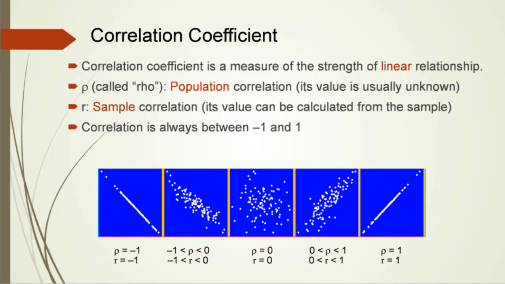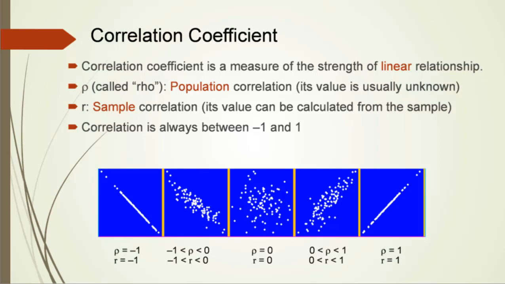The second method is to perform a test on correlation. Correlation coefficient is a measure of the strength of a linear relationship. The key word here is linear. The population correlation is usually denoted using the Greek letter rho. Rho is typically not observable, or unknown. The sample correlation is represented using small letter r. It is calculated from the sample.